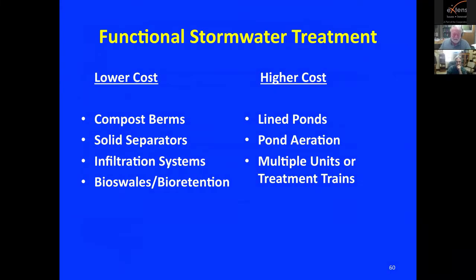What's expensive? What's cheap? Well, the lower cost things are compost berms, solid separators, and infiltration systems. The more expensive ones are totally lined ponds, pond aeration, and multiple units in series, which are sometimes called treatment trains.